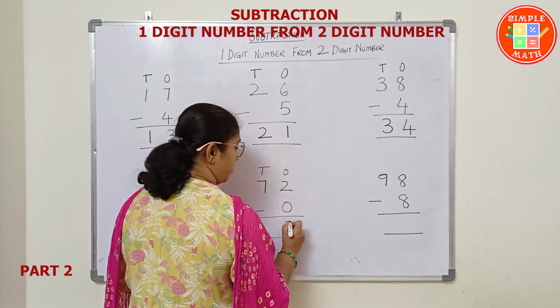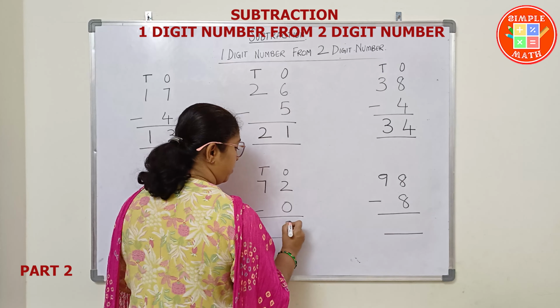When you subtract 0 from any number, let's take this two digit number here again. When you subtract 0 from 72, you get the same number. Or if you calculate from the ones column, 2 minus 0 is again 2. Then bring down the 7 here, 72. Okay?